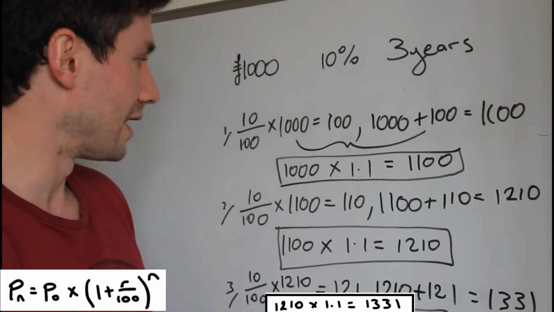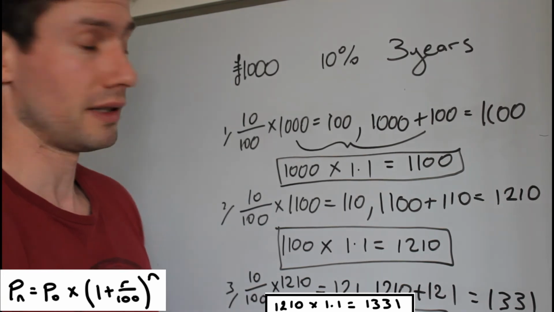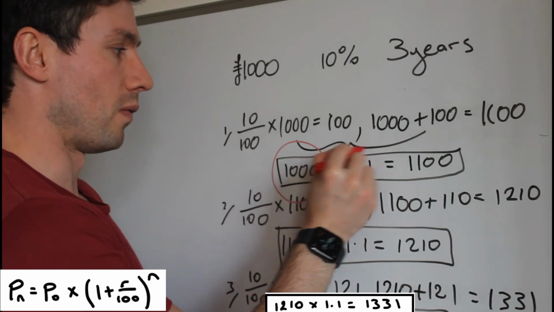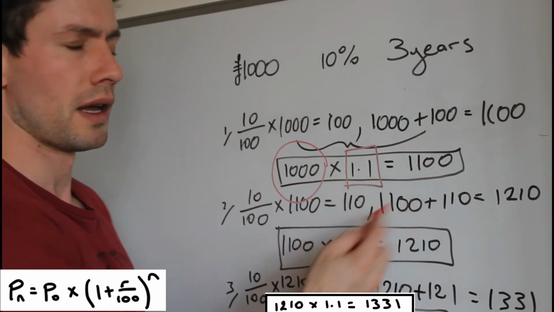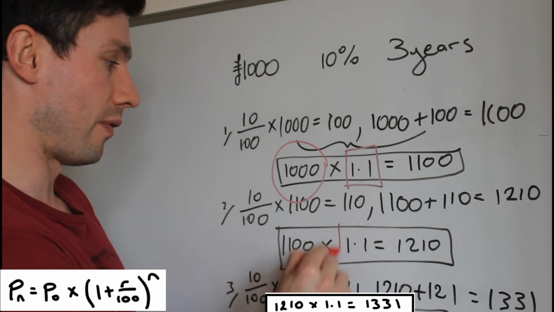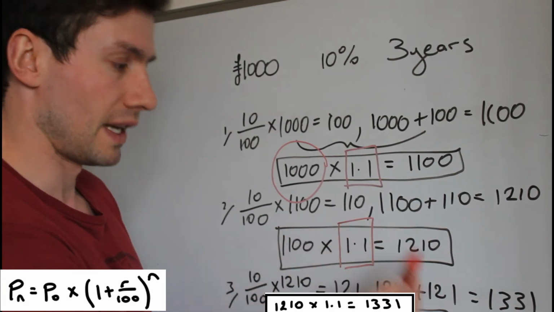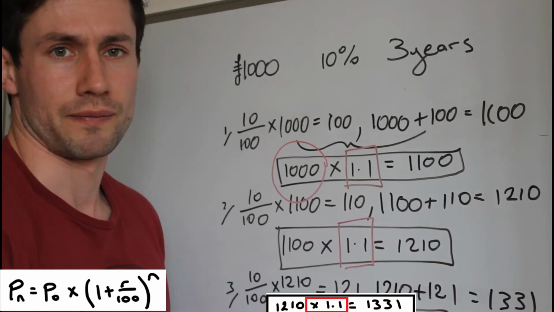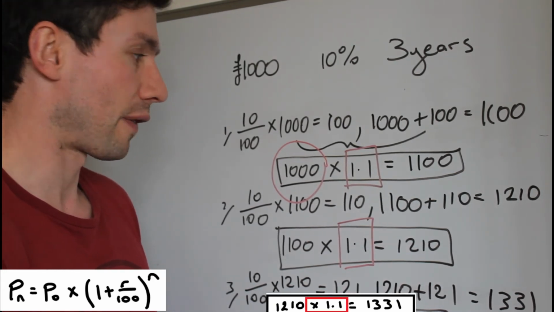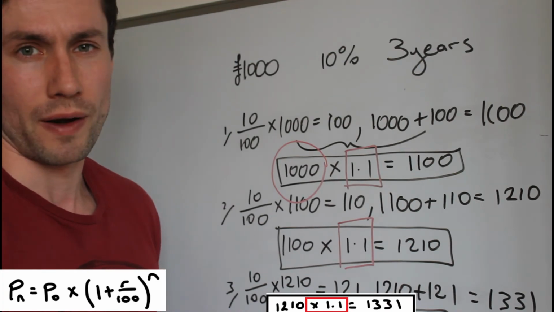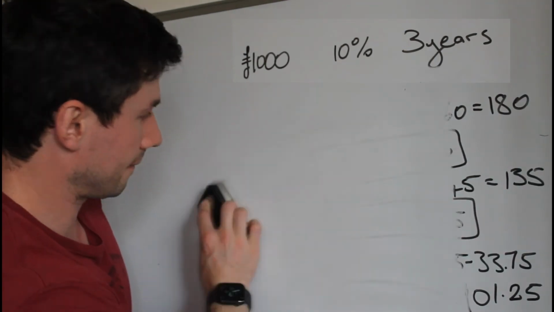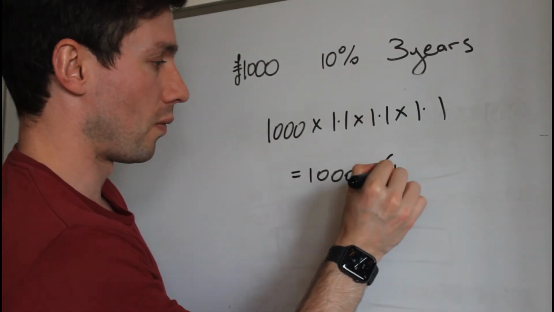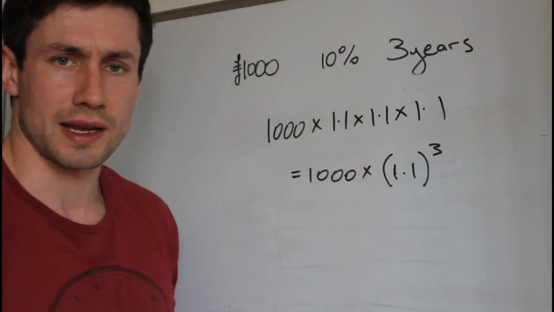But what we've actually done here is take our original amount, which we call P0, and times it by 1.1 once to get an answer. We've then taken that and times it by 1.1 again to give us an answer, and then we've multiplied that by 1.1 a third time. So what we've actually done here is take 1,000 and multiply it by 1.1 3 times. This is just 1,000 times 1.1 to the power of 3.